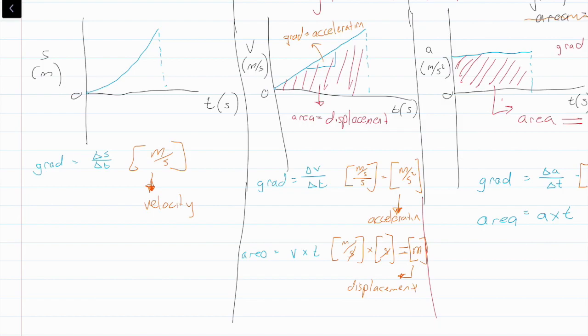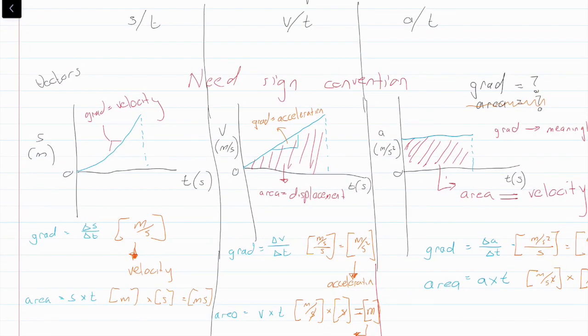And then if we look at the area, is equal to displacement times time. If we look at the units, those are units of meters times seconds, meter second. Okay, we're not really used to that, so it's meaningless. So basically, our gradient tells us our velocity.